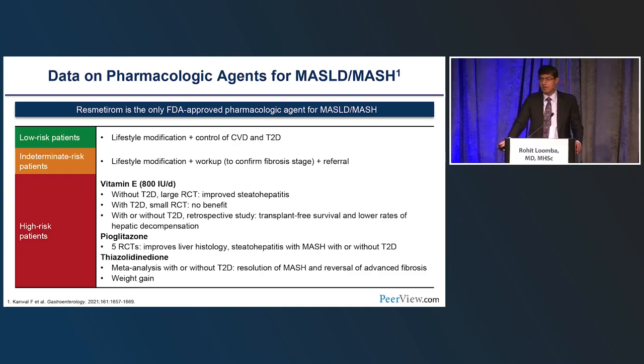This is based upon PIVENS trial data that was published several years ago through NASH CRN. There is data on pioglitazone as well, but it's not favored by clinicians given weight gain in patients with steatohepatitis. Thiazolidinediones have been used, but there are also side effects associated with those therapies. Again, none of these therapies are recommended in the setting of cirrhosis.